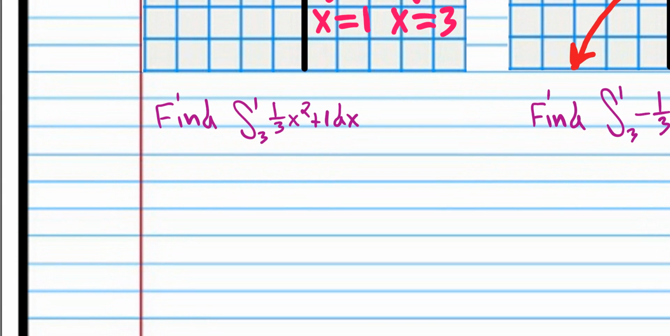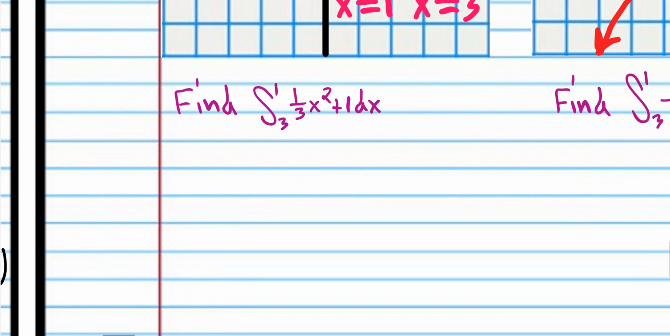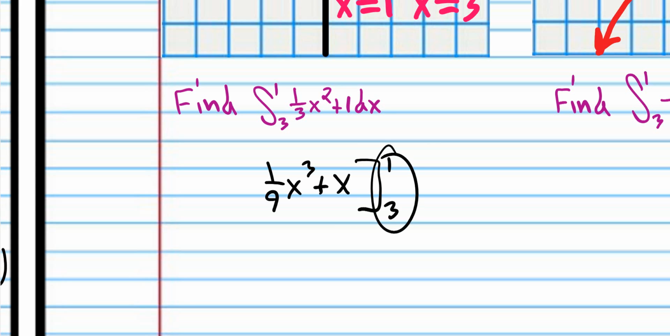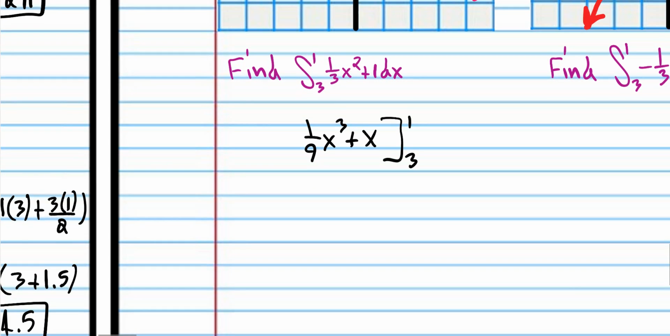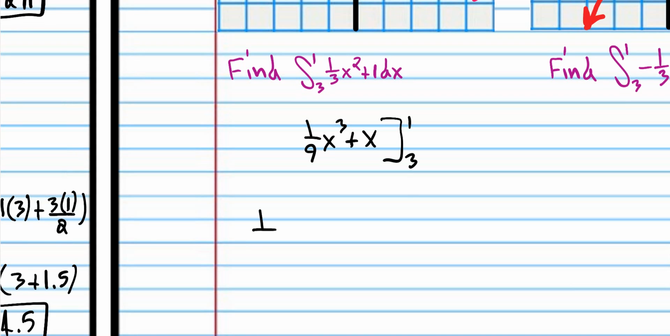Well, let's find out. So we're going to use the fundamental theorem of calculus. So that gives us 1/9 x to the third power plus x. And we're going to go from 3 to 1. So the only difference is we switch these numbers. Usually we go 1 to 3. So now we're going to calculate. We're going to plug in 1 first. We're going to subtract that expression with 3 plugged in.